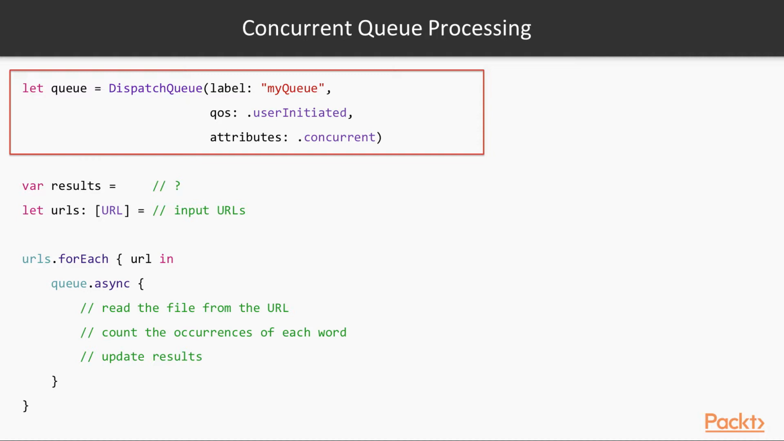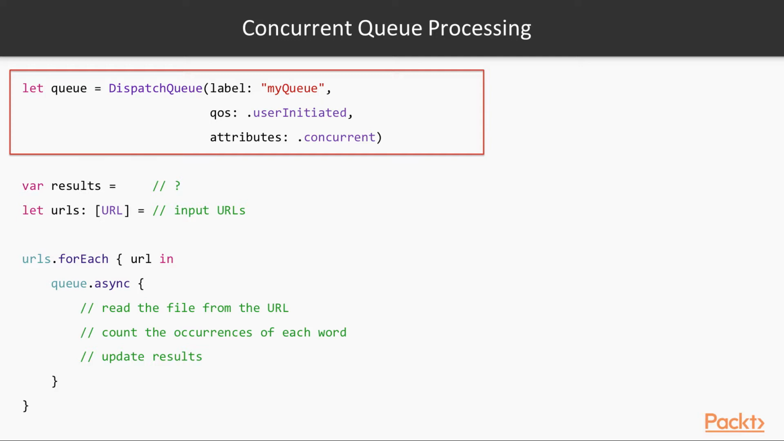We must give our queue a label. In a larger application, we should name our queue more carefully, but we'll just use a simple label for this example. The second argument specifies the QoS, or quality of service of our queue. We have a number of options that can be browsed in the documentation. I've chosen User Initiated, describing a high priority task that was directly started by the user of our application.